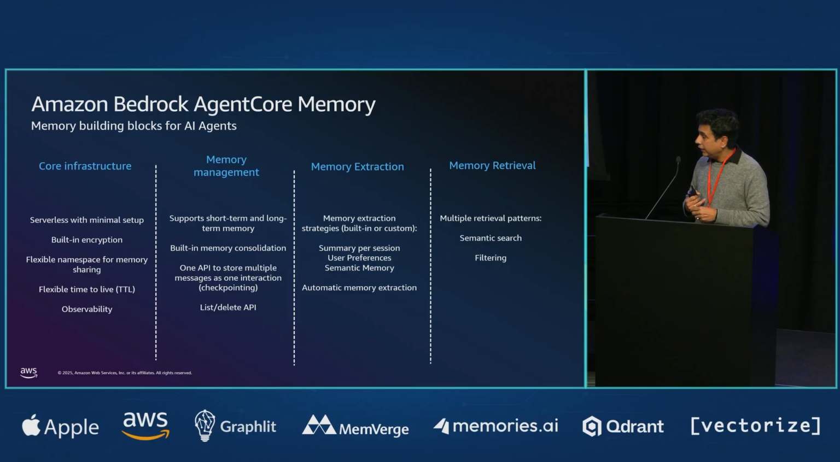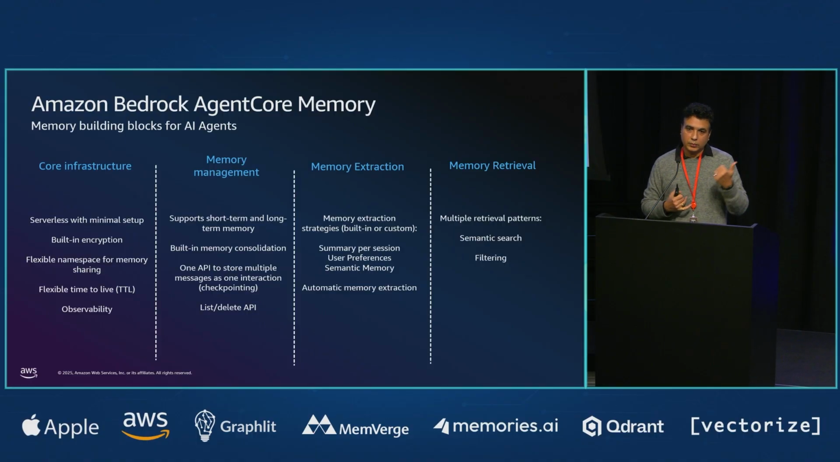On the extraction side, you can do memory extraction strategies. There are 3. I talked about it. Summary is one. You can do semantic. And there's one more. And you can also choose your custom strategy. So if none of those strategies works for you and you want to build your own strategy based on which you want to retrieve the memory records, you can do that as well. Yeah, user preference is the third one.